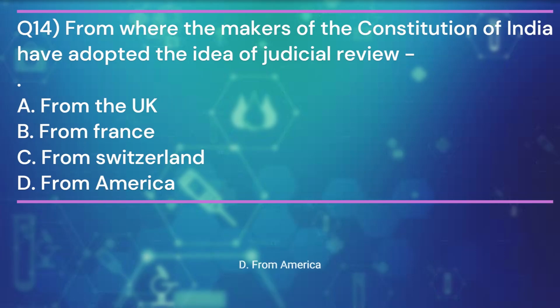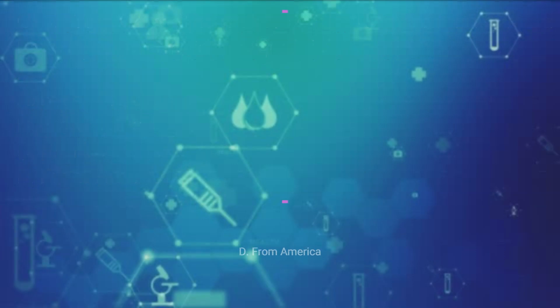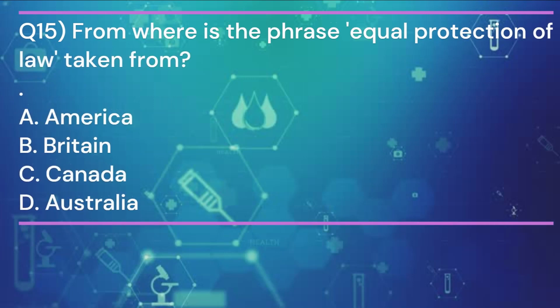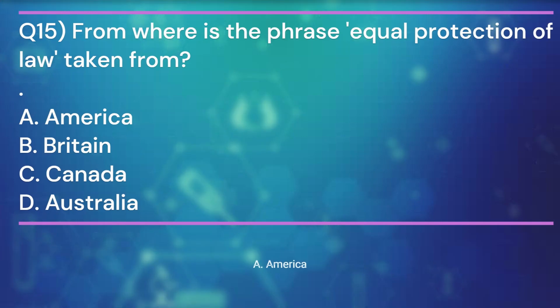Question 14. From where the makers of the Constitution of India have adopted the idea of judicial review? And the answer is D. From America. Question 15. From where is the phrase equal protection of law taken from? And the answer is A.